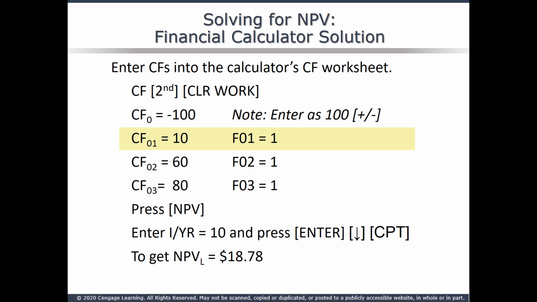With FO1 equals 1 displayed, press Enter and down to accept a frequency of 1. Repeat for all cash flows. When all cash flows are entered, press NPV. With I equals 0 displayed, enter 10, press Enter and down. With NPV equals 0 displayed, press Compute. Try it out to be sure you get the correct answer, 1878.